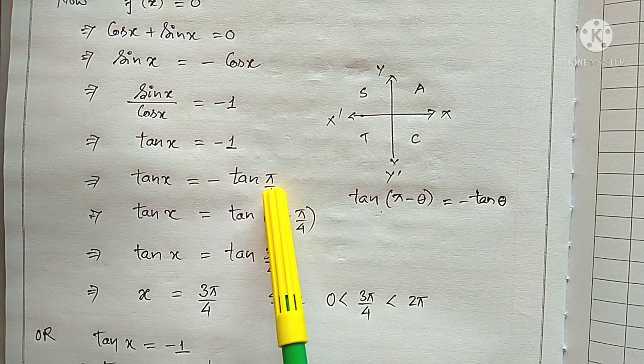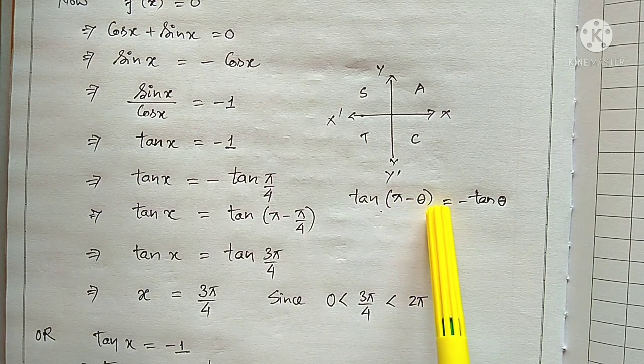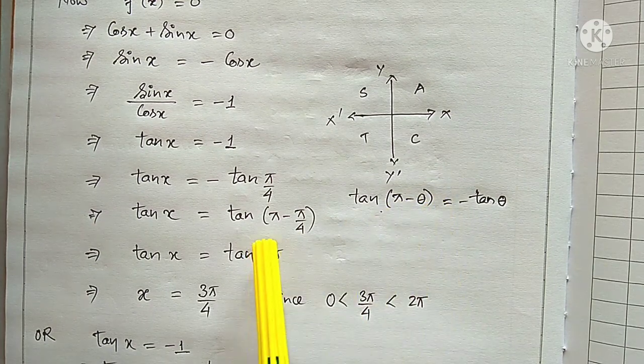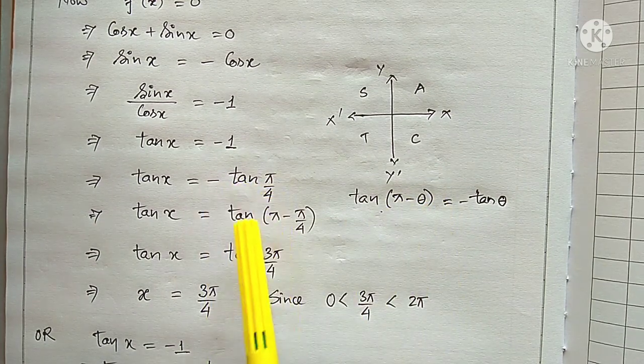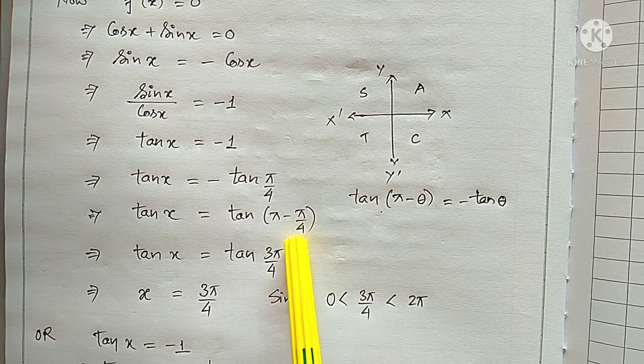here what? Pi by 4. So that's why we have to write pi minus theta. That means pi minus pi by 4 we have to write. So that's why in place of minus sin pi by 4 we write sin of pi minus pi by 4. Is it clear? All of you understood?